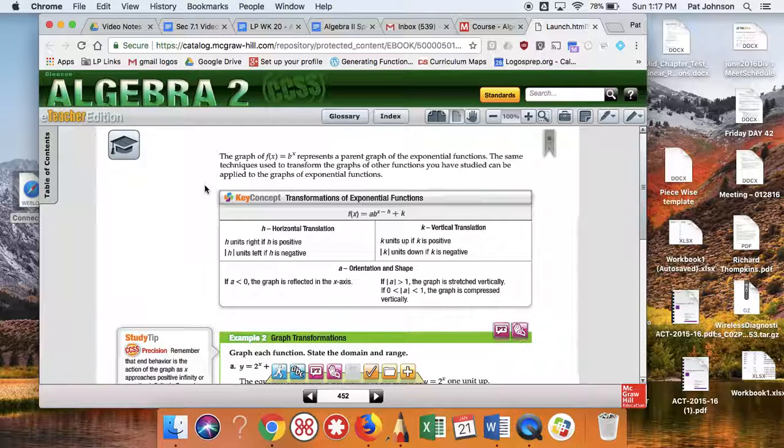And we said a also tells us the dilation or reflection. Does it dilate and does it reflect? All right, so if the absolute value of a is greater than 1, then it's stretched vertically, and if the absolute value is between 0 and 1, it's compressed vertically. If a is negative, then we have a reflection over the x-axis.